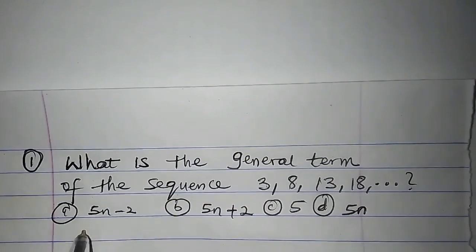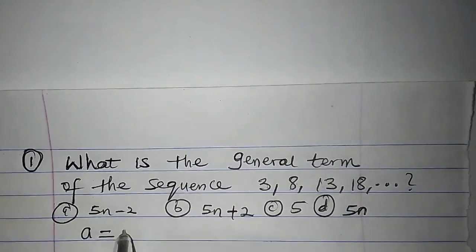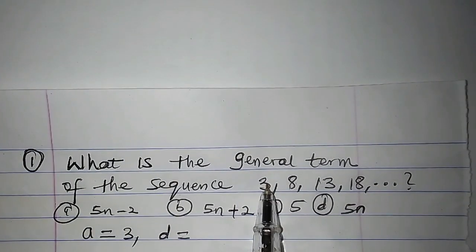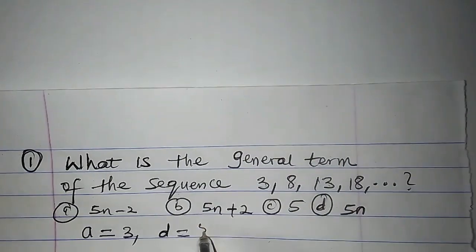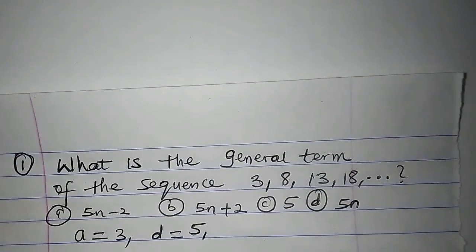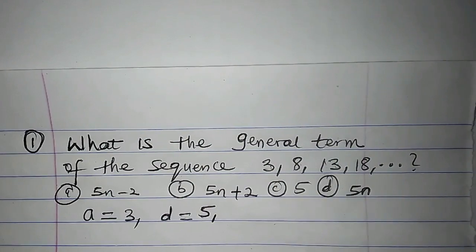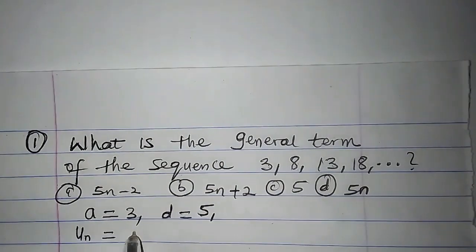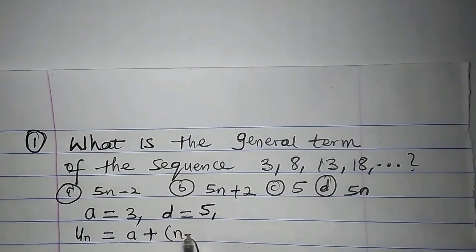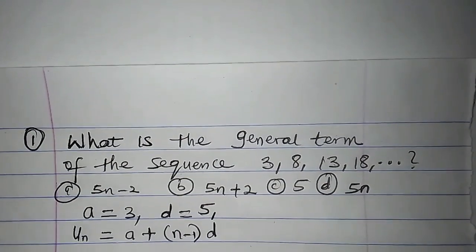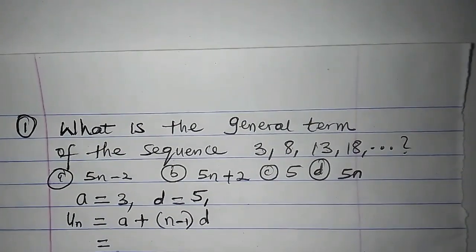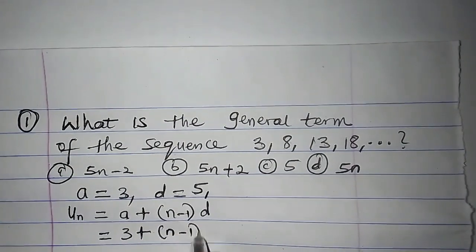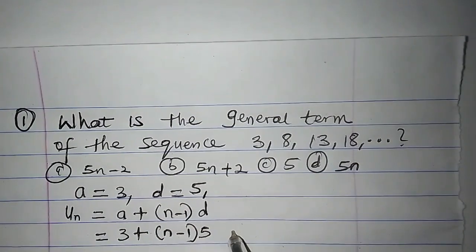Now, in this case, the first term is what? 3. The common difference, we just said it is 8 minus 3, 5, which is equal to 13 minus 8, 5 as well. Okay, so to calculate the nth term of an AP, which is also the general term, the formula works: U sub n is equal to a plus n minus 1 times d. Now, we have this. a is 3 plus n minus 1, we don't know n. Our d is what? 5. So what is this equal to?